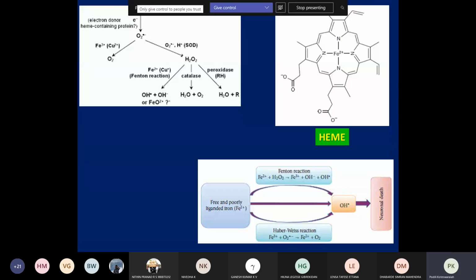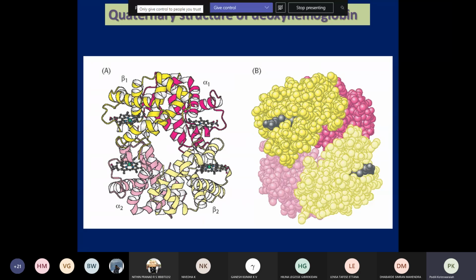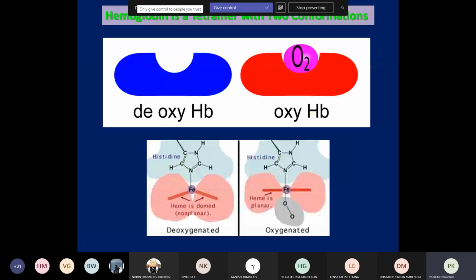In our last class, we already said that hemoglobin exists in two states. One is the deoxy state, another is the oxy state. The deoxy state is also known as deoxygenated hemoglobin, and the oxy state is known as oxyhemoglobin. The deoxy state is also called the T state, or tense state, or taut state, whereas the oxy state is known as the R state, or relaxed state.